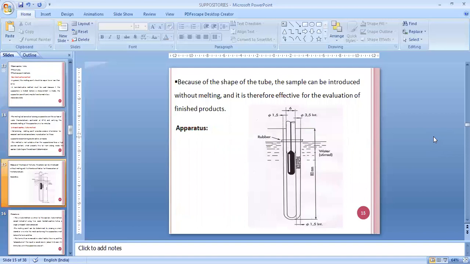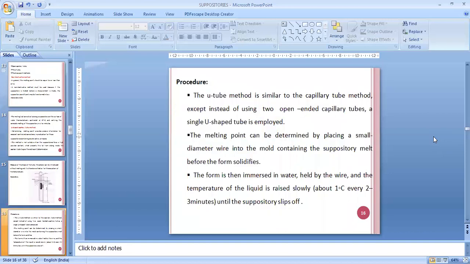Because of the shape of the tube, the sample can be introduced without melting and is therefore effective for the evaluation of finished products. So this is a small apparatus and diagram. Rubber, water, what are the specifications? Here the U-tube procedure is similar to the capillary tube method, except instead of using two open-ended capillary tubes, here we are using a U-shaped tube.